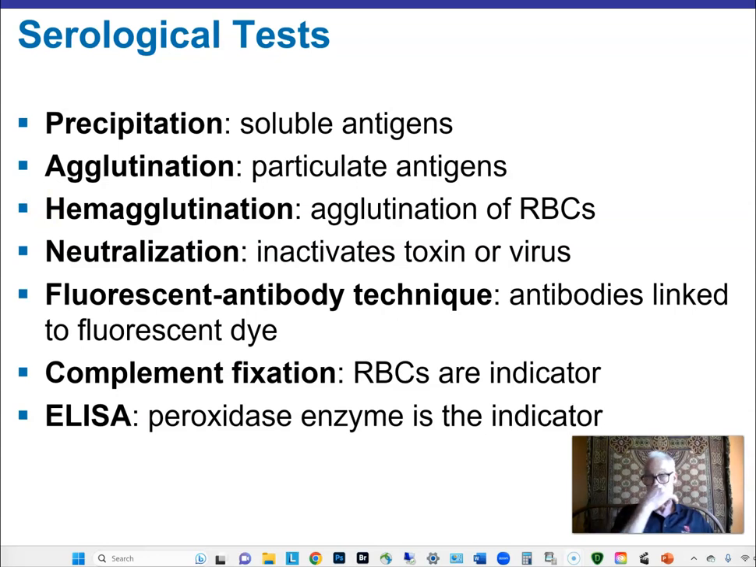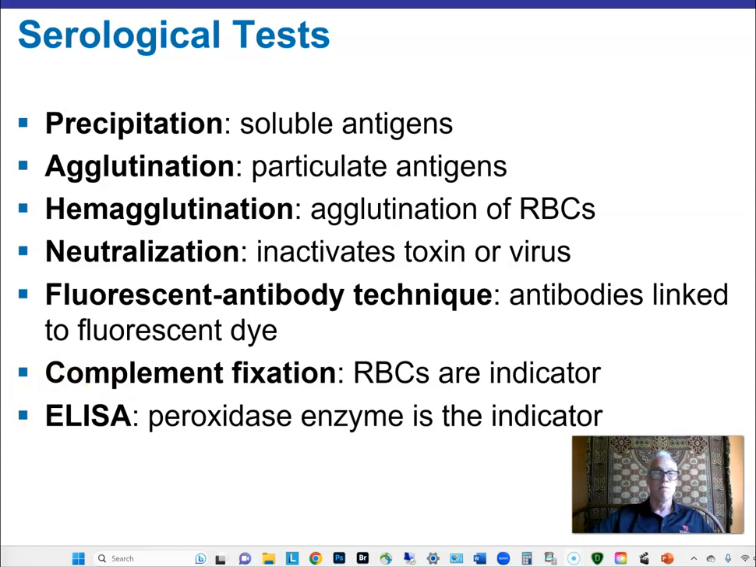Neutralization, that one where the cells were going to be killed or damaged by the toxin, but not if there were antibodies in the patient's sample. It would protect the cells from the toxin. Fluorescent antibody methods. Those are very, very powerful. It's a standard way of detecting, to this day, syphilis and rabies virus. There's a fluorescence test.